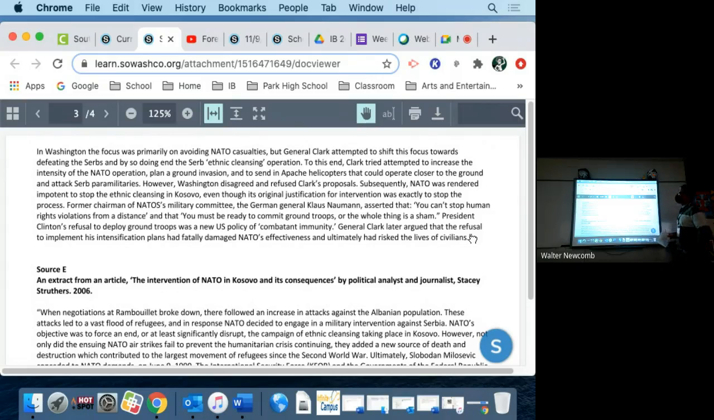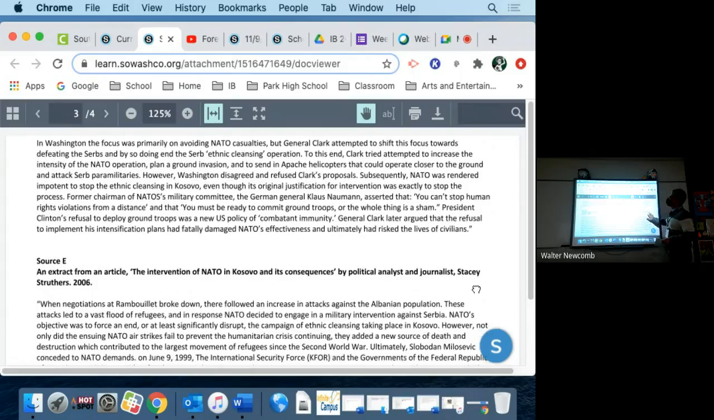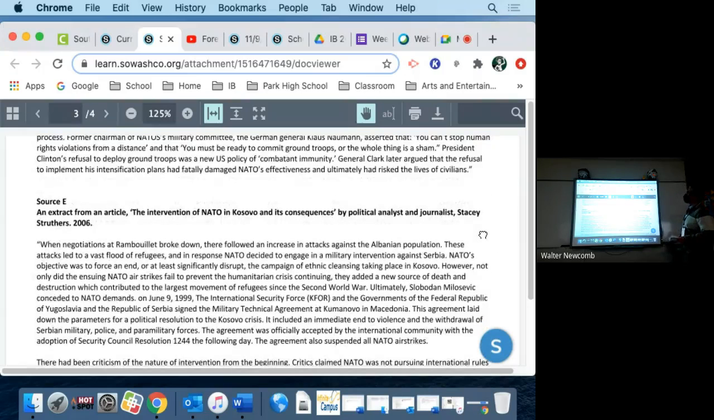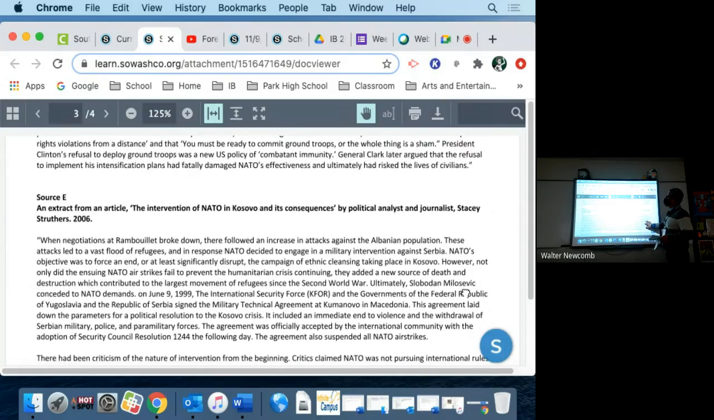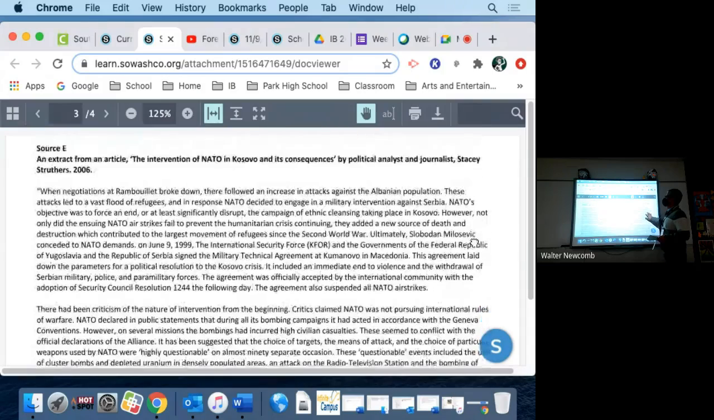Former chairman of NATO's military committee, the German General Klaus Naumann, asserted that you can't stop human rights violations from a distance, and that you must be ready to commit ground troops, or the whole thing's a sham. President Clinton's refusal to deploy ground troops was a new U.S. policy of combatant immunity. General Clark later argued that the refusal to implement his intensification plans had fatally damaged NATO's effectiveness and ultimately risked the lives of civilians.